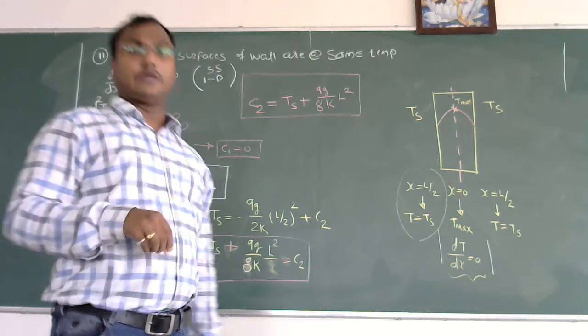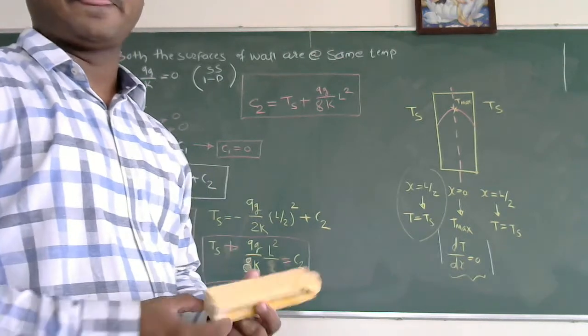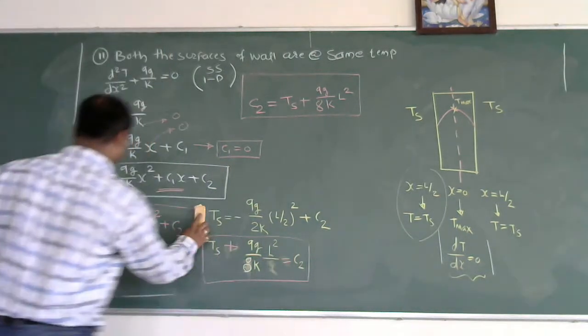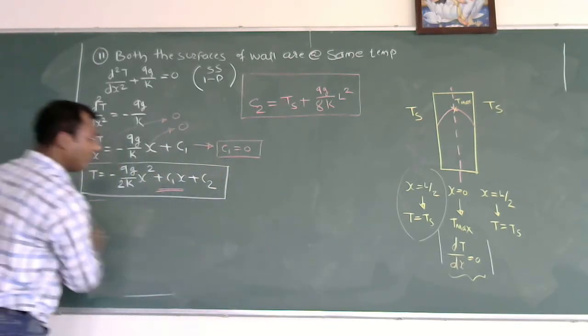Ts plus qg divided by 8k. Let us put both the values in the equation of the temperature.